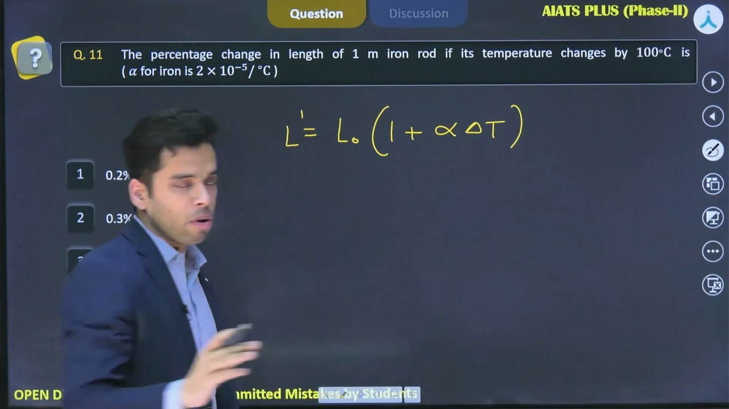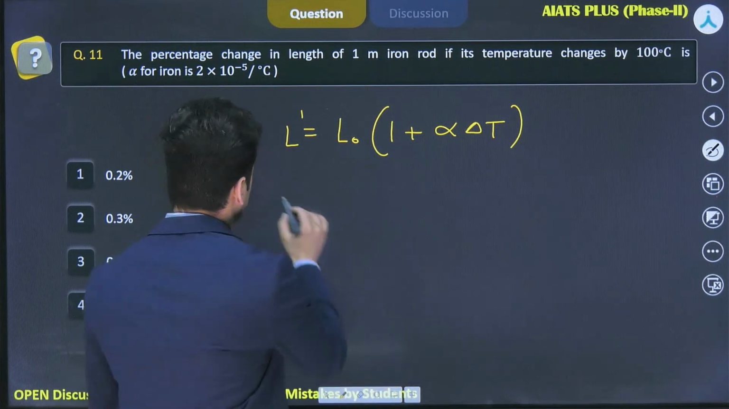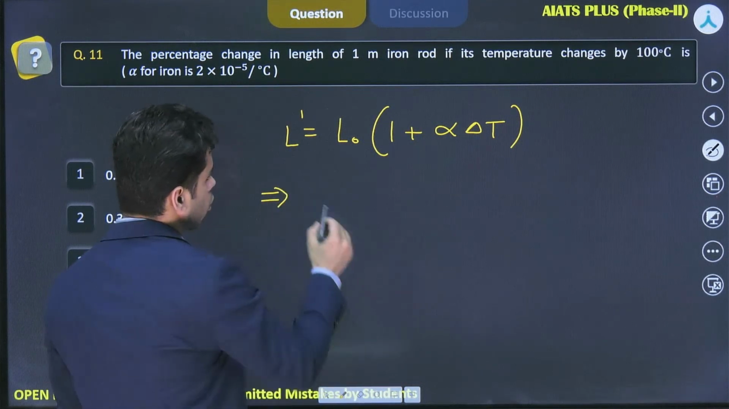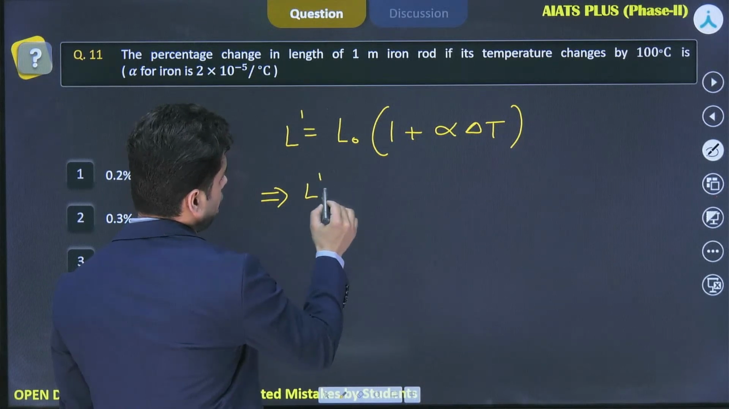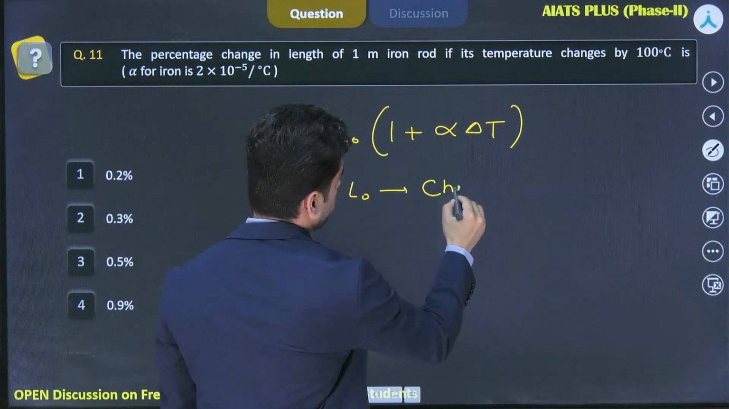Now here in this problem, you have to find the percentage change in the length of the rod. So the change in the length of the rod will be equal to L prime minus L0. This is the change or absolute change.